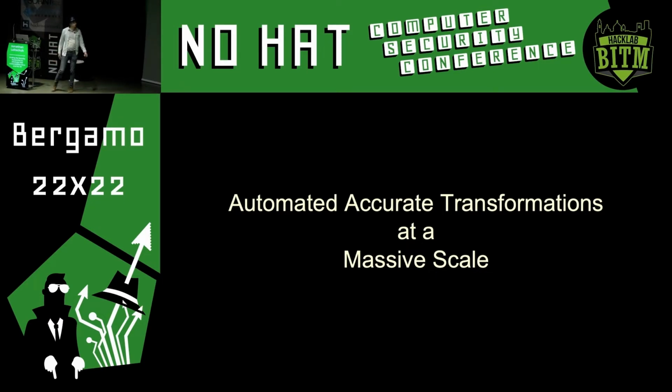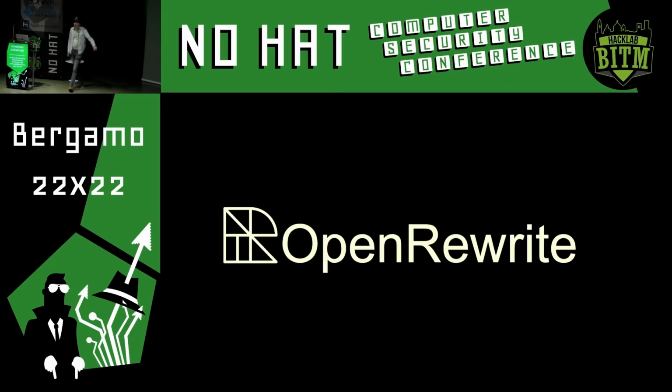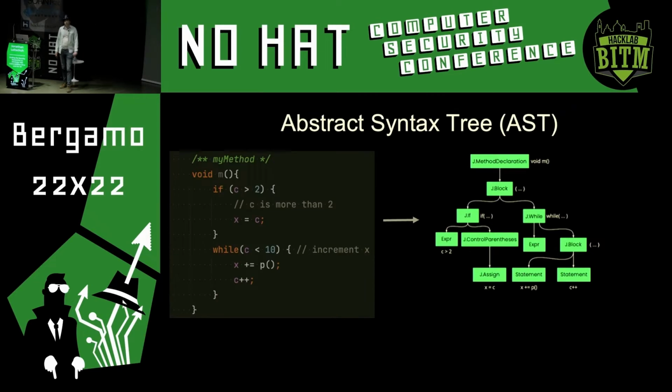I need a solution that allows for automated, accurate transformations. And this is where OpenRewrite comes in. OpenRewrite is an open source library available on GitHub, and it lets us write recipes to fix vulnerabilities at scale. And the unlock that OpenRewrite provides is abstract syntax trees.